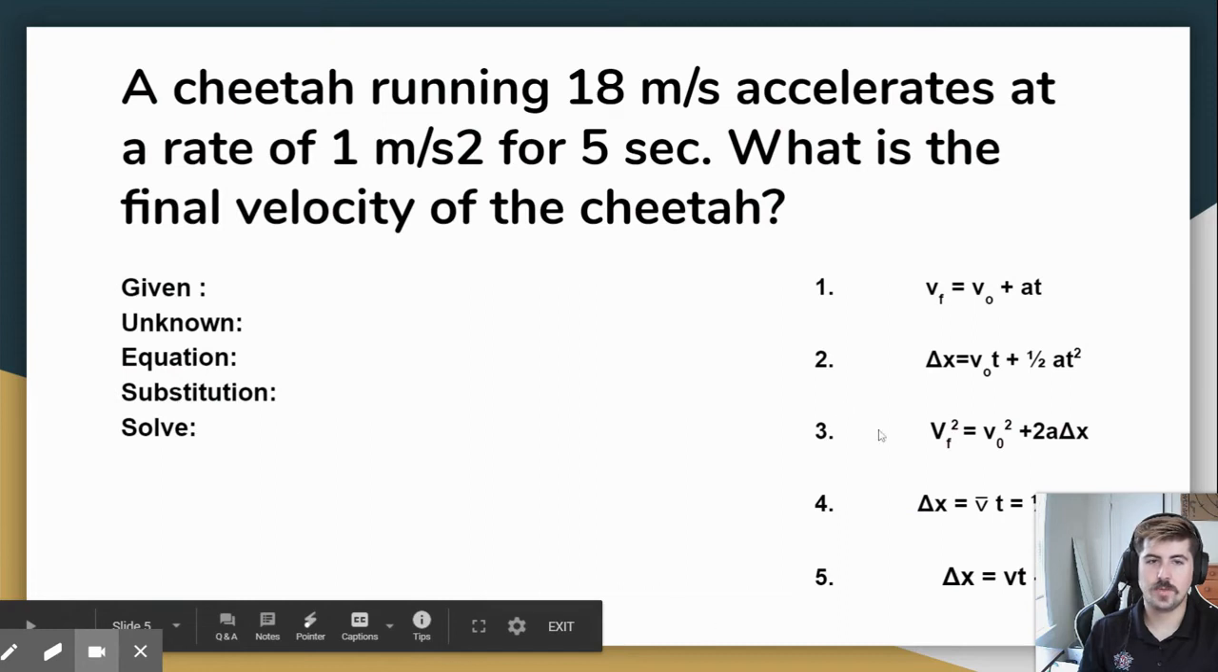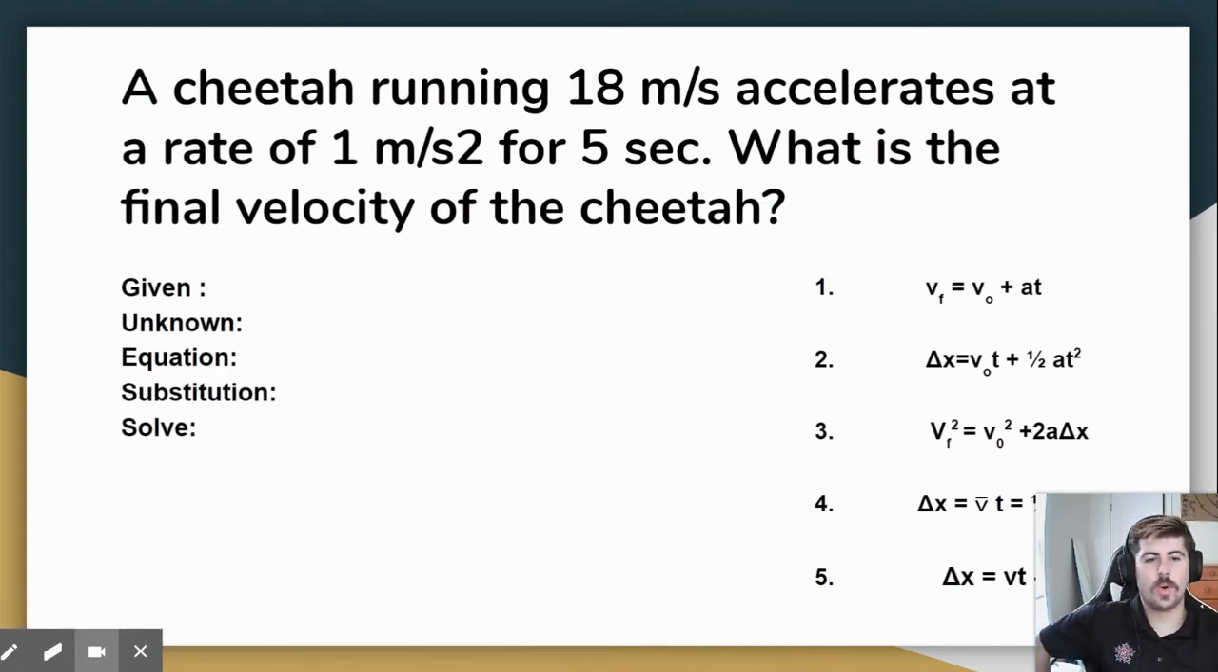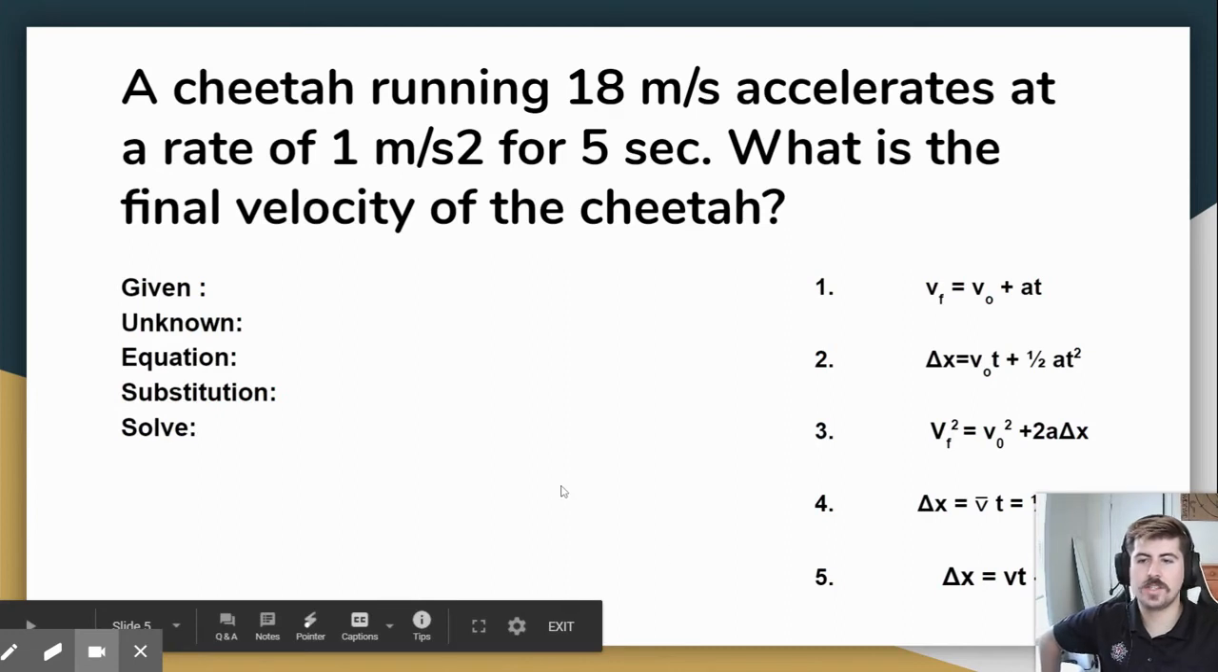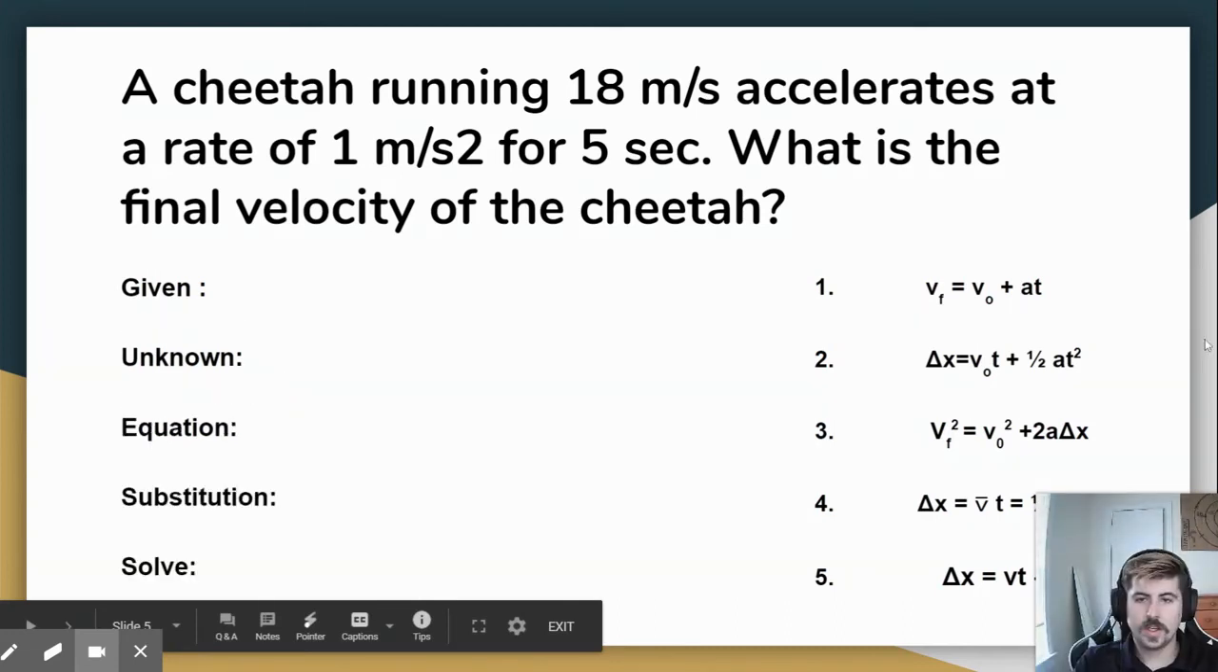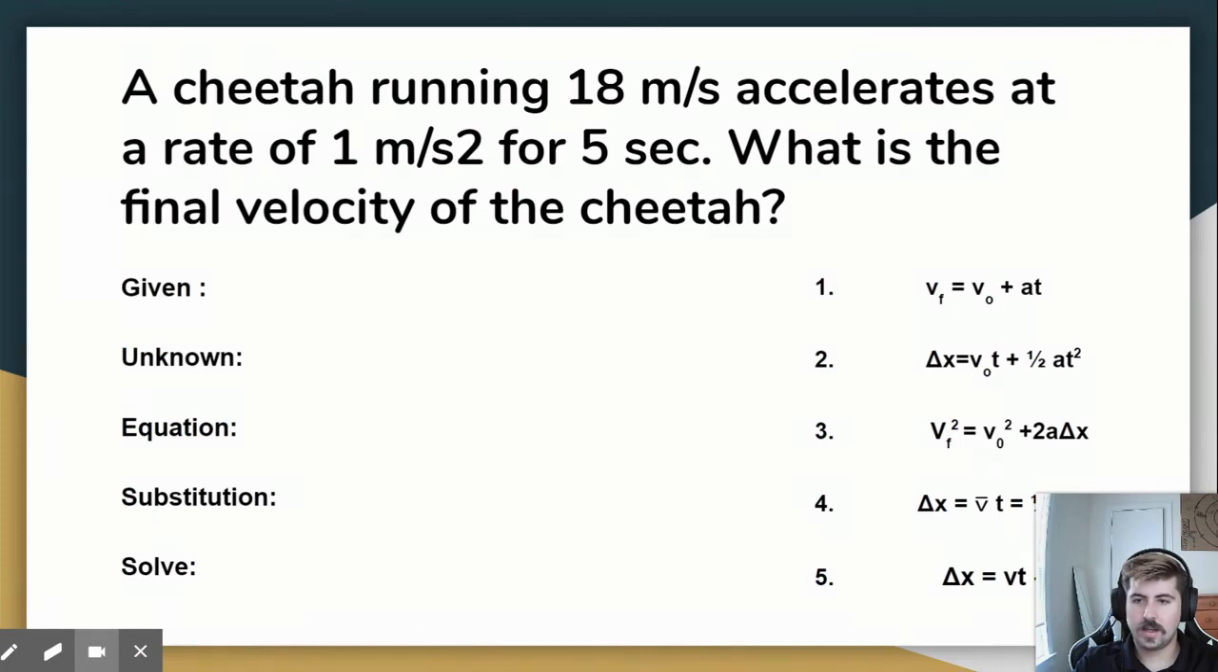All right, last one. Last topic. This one is going to be talking about the kinematic equations. So we're going to have to use the kinematic equations to solve this out. So when we're looking at this question, we need to make sure that we are looking at the givens first. So in this problem, we are given that the cheetah was running 18 meters per second.